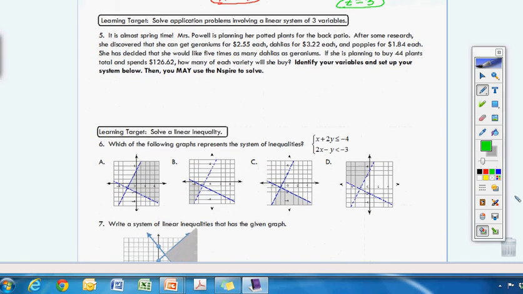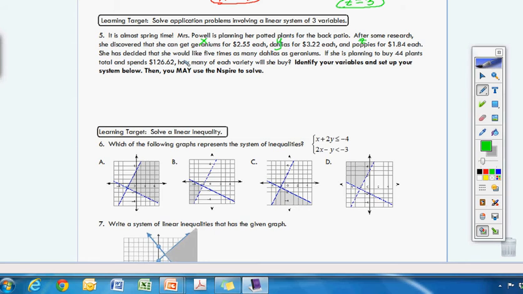All right, so it's almost spring. Mrs. Powell is planting her potted plants for the back patio. After some research, she discovered that she can get geraniums. So right away, I'm going to start labeling this. That's going to be X for $2.25. Dahlias, which will be Y for $3.22. And poppies, Z, for $1.84.